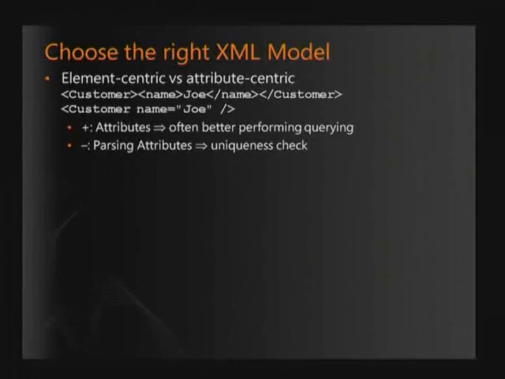However, attribute-centric data has certain limitations. It cannot contain complex properties, and it cannot be repeated, so you can only have a single one, which also has an impact on performance, because the parsing actually is more expensive, especially if you have lots of attributes. The uniqueness check during the parsing might become more expensive than just checking through the elements.